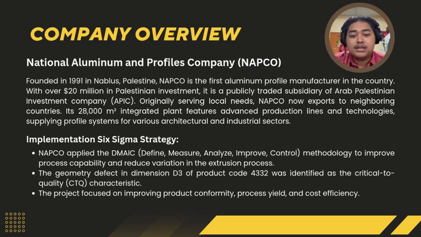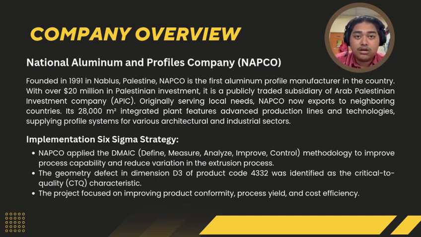Napco operates a 28,000 square meter integrated plant equipped with advanced technologies, producing aluminum profile systems for both architectural and industrial uses. Now, moving on to the Six Sigma implementation strategy, Napco adopted the DMAIC methodology, which stands for Define, Measure, Analyze, Improve, and Control.